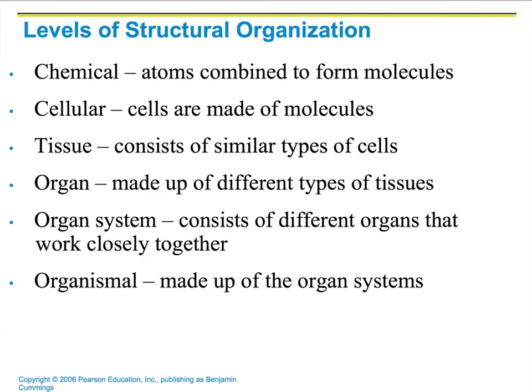So our levels of structural organization begin at the chemical level, at the atoms forming molecules, which compose to make up cells. Cells come together to make tissues. Tissues come together to make up an organ. An organ system consists of different organs that work closely together. And an organism is made up of the organ systems.